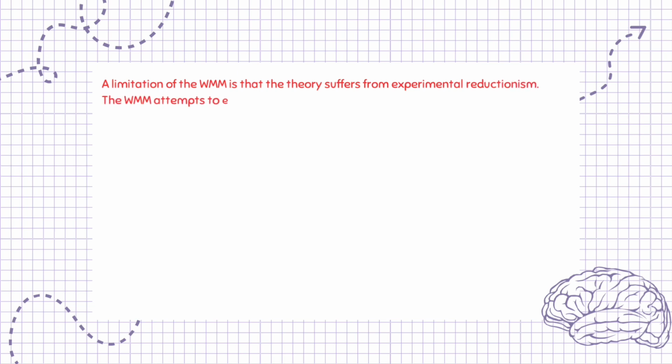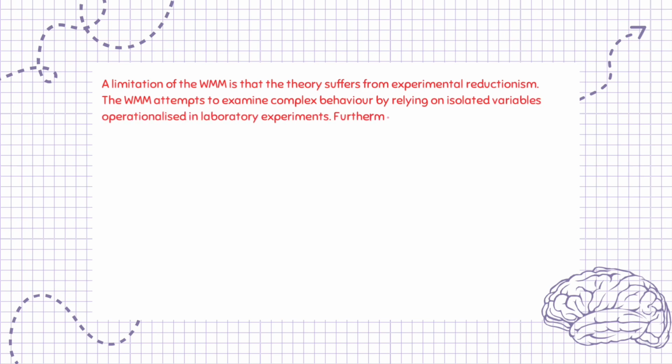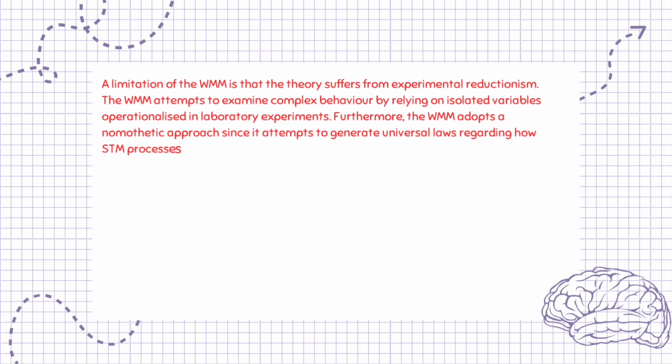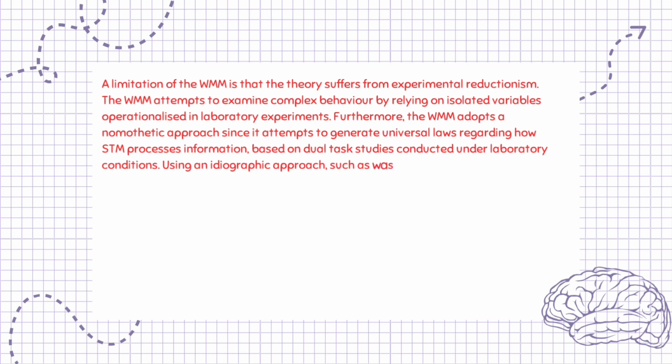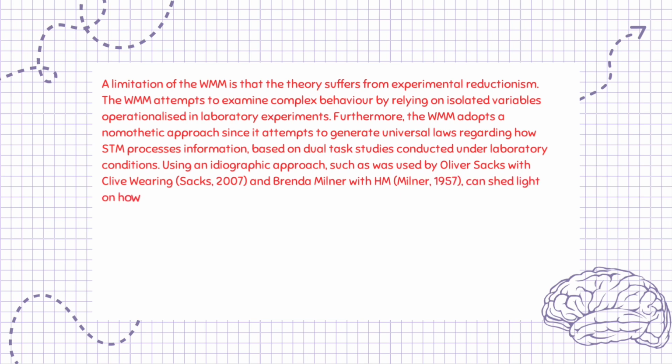A limitation of the WMM is that the theory suffers from experimental reductionism. The WMM attempts to examine complex behavior by relying on isolated variables operationalized in laboratory experiments. Furthermore, the WMM adopts a nomothetic approach since it attempts to generate universal laws regarding how STM processes information, based on dual task studies conducted under laboratory conditions. Using an idiographic approach, such as was used by Oliver Sacks with Clive Waring, Sacks, 2007, and Brenda Milner with H.M., Milner, 1957, can shed light on how STM loss can vary between people.